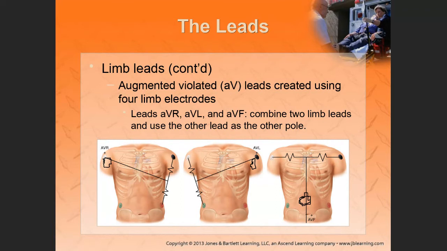So AVL and lead 1 is left side. Which leads would look at the inferior portion? Quickly. 2, 3, and AVF. So lead 2, lead 3, and lead AVF would look at the inferior portion. Good. So we have that understanding. Let's move forward. All right.